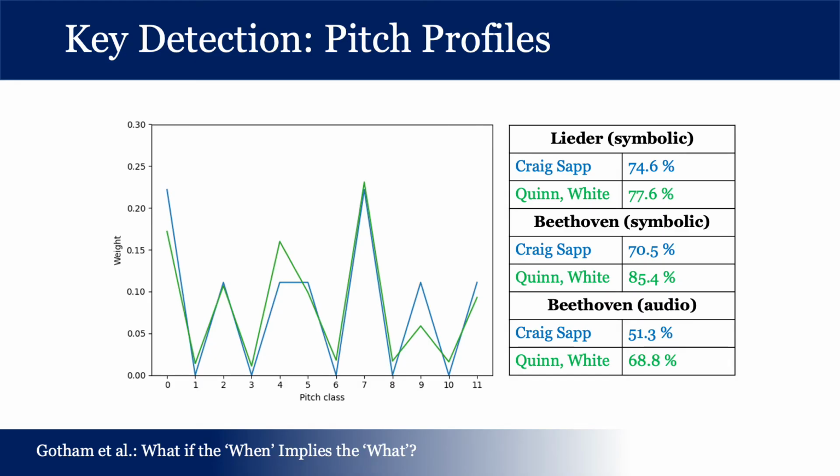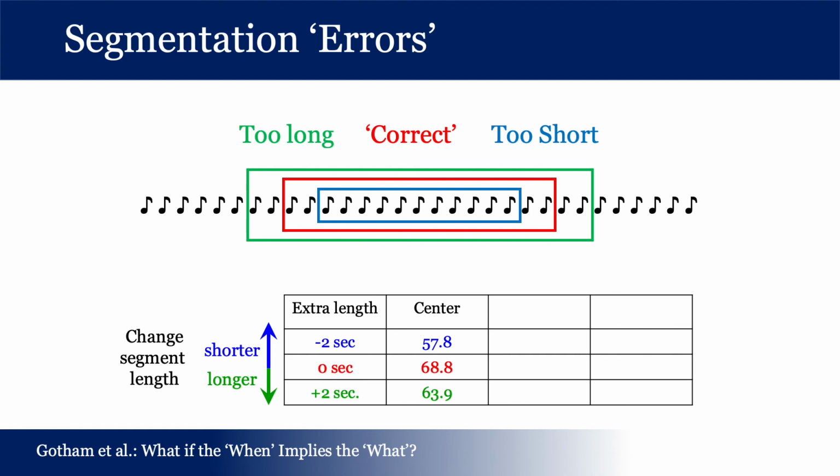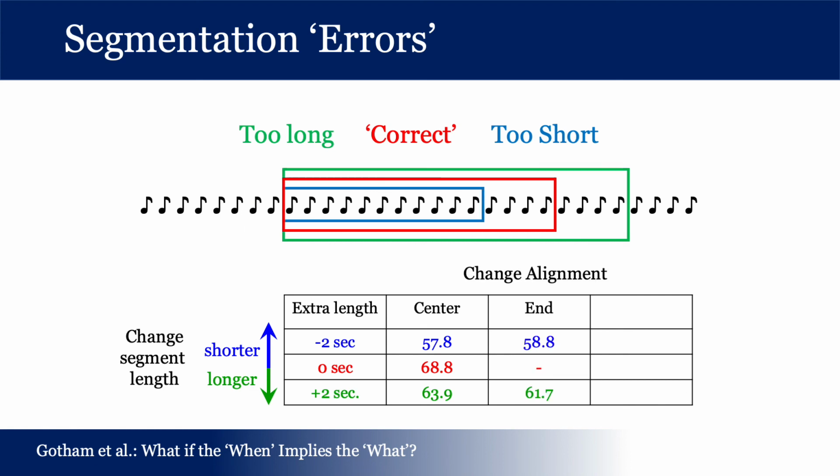Let's return to this task of key matching and consider the Quinn and White profile in the Beethoven audio case in particular. We can compare the performance on the correct segment with performance on segments that are too long and too short, and we can also systematically vary where that change is made, centering it, positioning the change at the end, and at the beginning. And we see some interesting asymmetries in the results that come out.